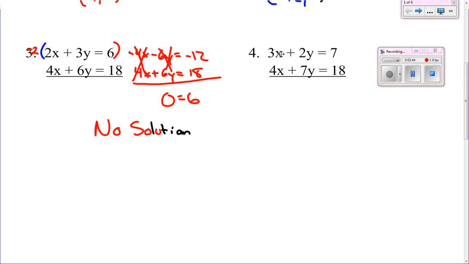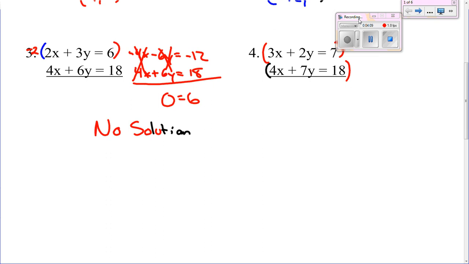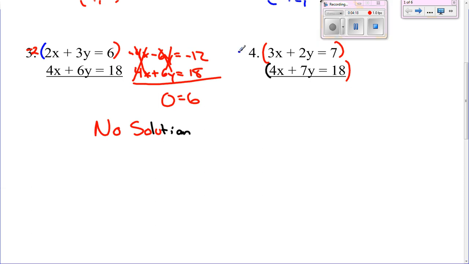Number 4. Coefficients aren't the same and variables aren't by themselves. 3 doesn't go into 4, 4 doesn't go into 3, 2 doesn't go into 7, 7 doesn't go into 2. So we can multiply by whatever the other variable is, or whatever the other coefficient is. So if I want to get rid of my x's, I'm going to multiply the top by negative 4 and the bottom by 3.